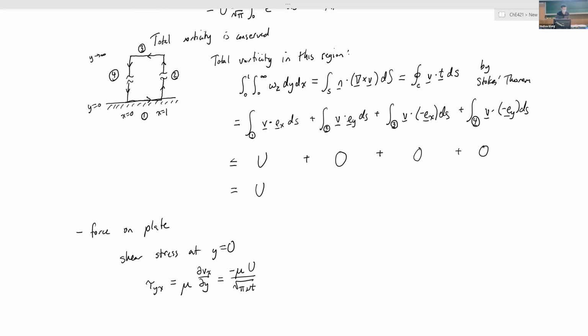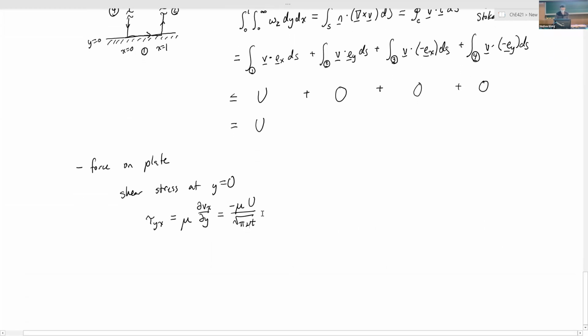And so the key here, or the thing to notice right here, is that the shear stress is infinite at t equals 0, right? Because our t here is in the denominator, and so when t is equal to 0, this just goes to infinity. And that actually halfway makes sense, right?